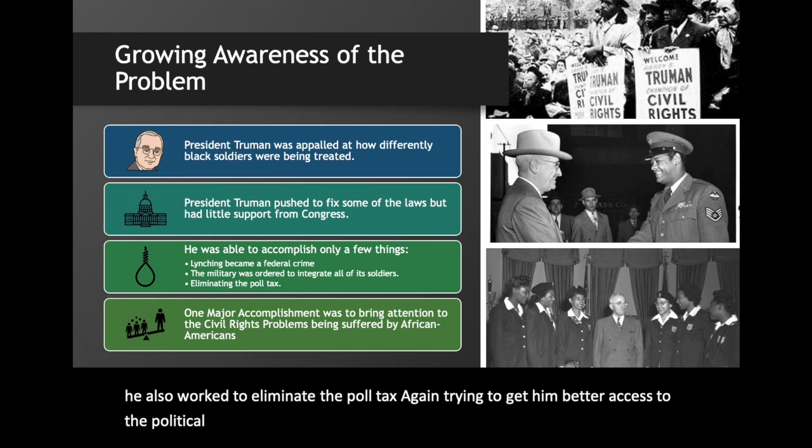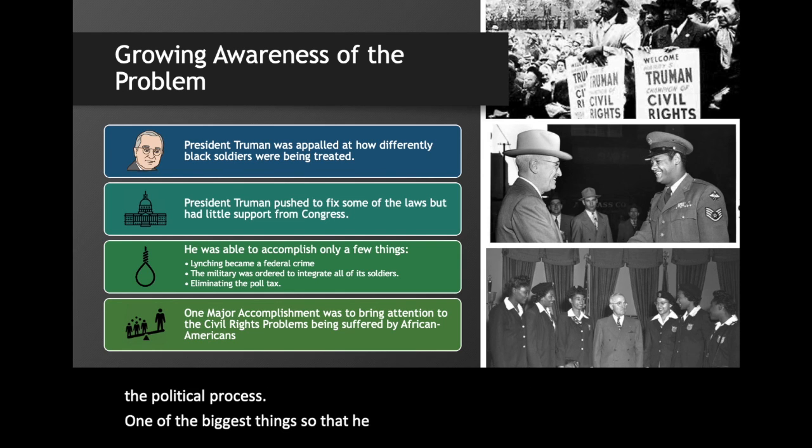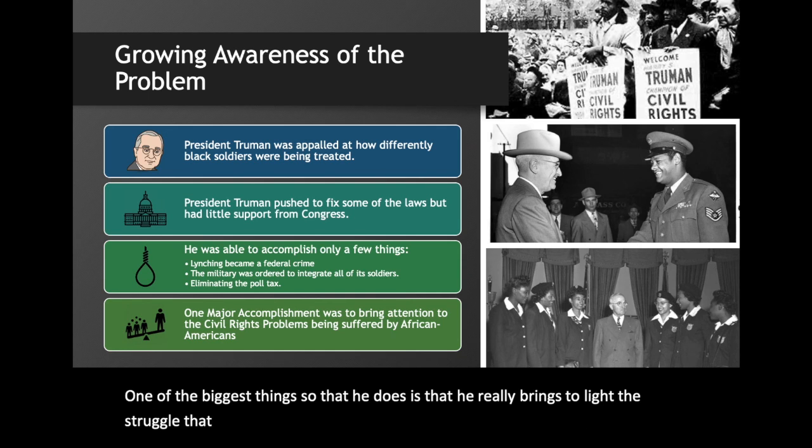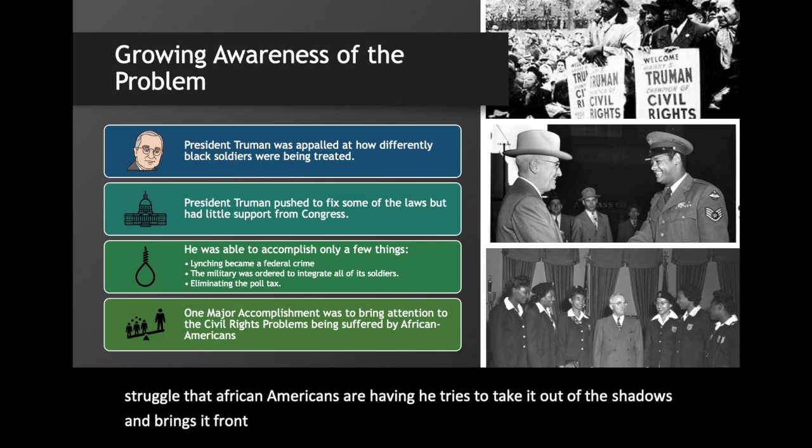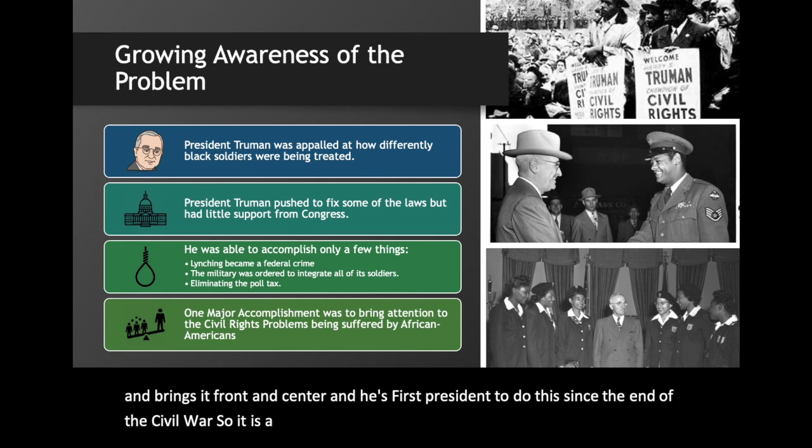One of the biggest things, though, that he does is that he really brings to light this struggle that African Americans are having. He tries to take it out of the shadows and brings it front and center. And he's the first president to do this since the end of the Civil War. So it is a very important step forward to bring attention to these societal issues that African Americans are facing.